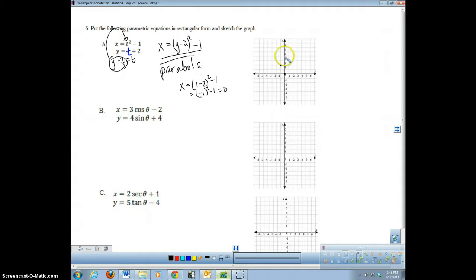Okay, so because I know that it's the same exact spacing, because this, remember, is a line of symmetry. Okay, and it's going to go like this. Okay, so there's my parabola.